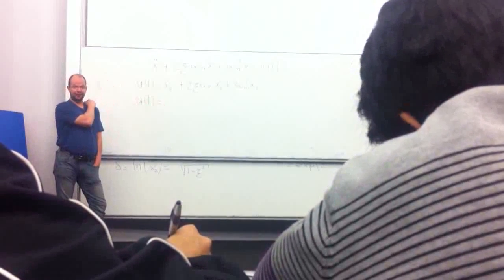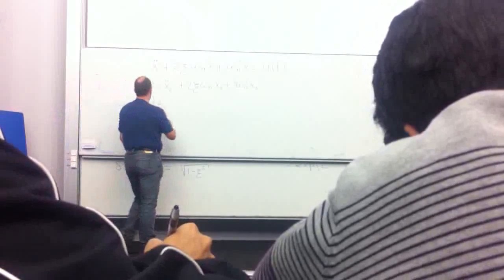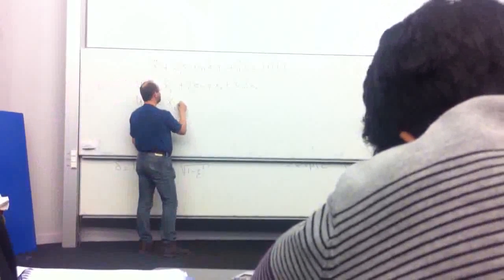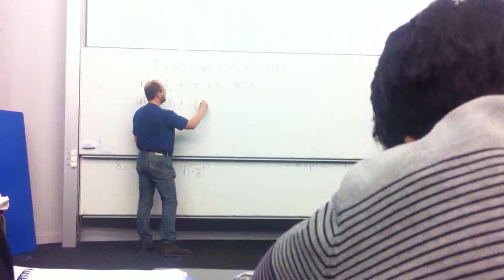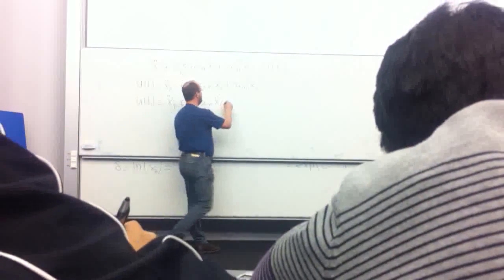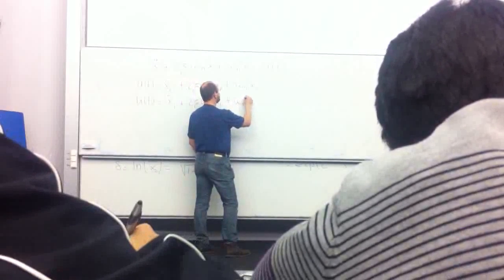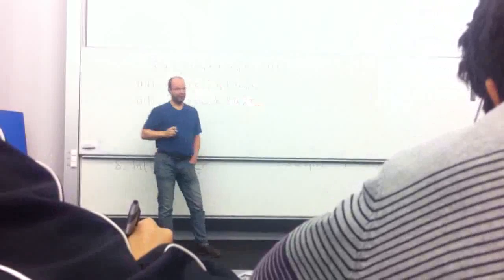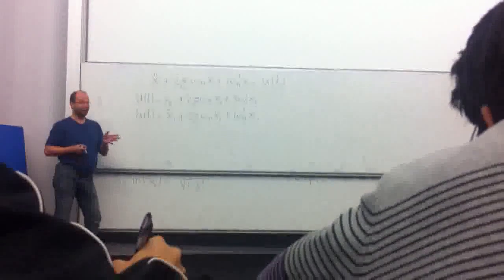Secondly, if x1 is also a solution, the same should hold for x1. So u should also be equal to x1 double dot plus 2 zeta omega n times x1 dot plus omega n squared times x1. So if x1 and x2 are both solutions, which are not necessarily the same, then these two equalities should hold.